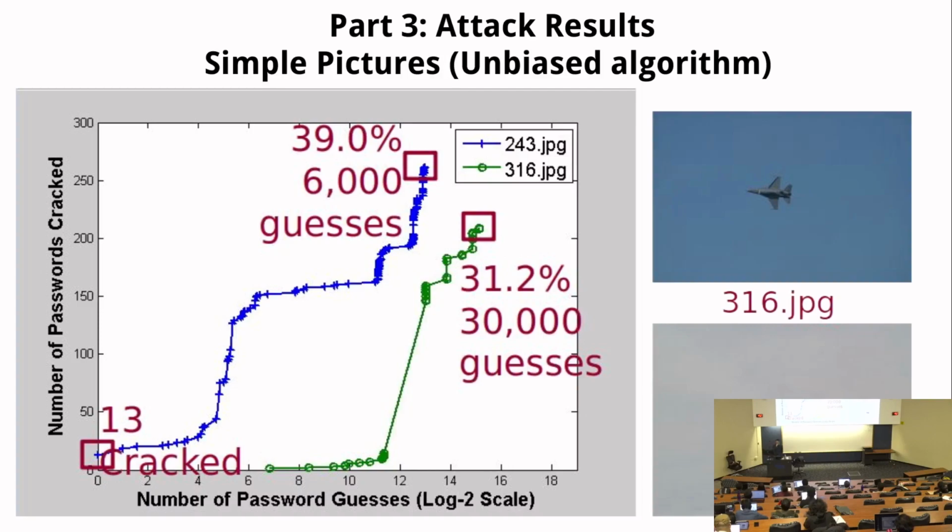Then for this picture, even on the first try, we cracked 13 passwords. 13 means there are 13 people. They are choosing almost the same password on the same picture, and our system was able to crack them in the first try. Because there are not so many points of interest there, for this picture our password guessing system only generates 6,000 passwords. And in those 6,000 passwords, we can crack like 14% of the users' passwords.